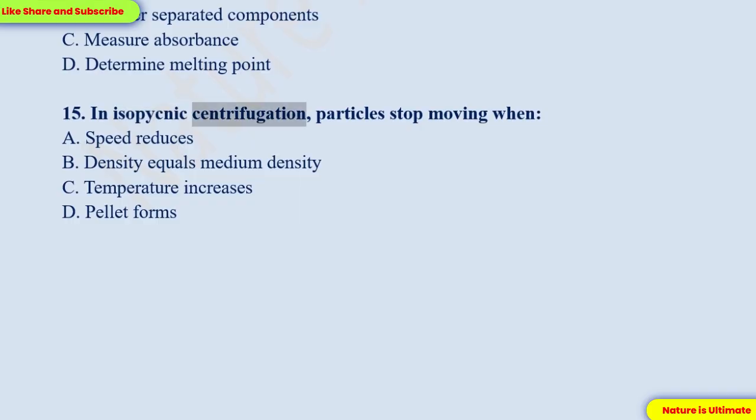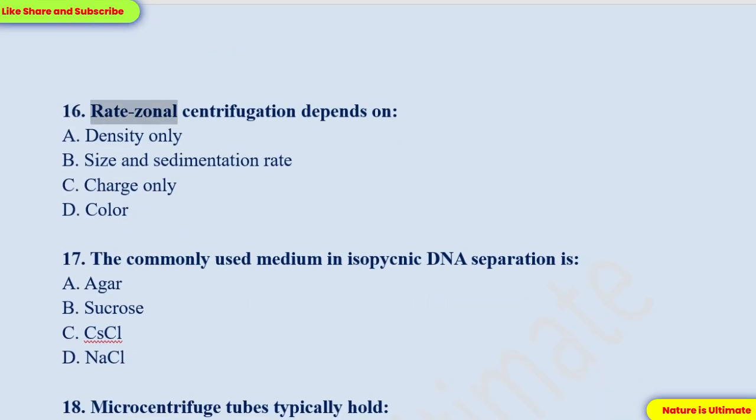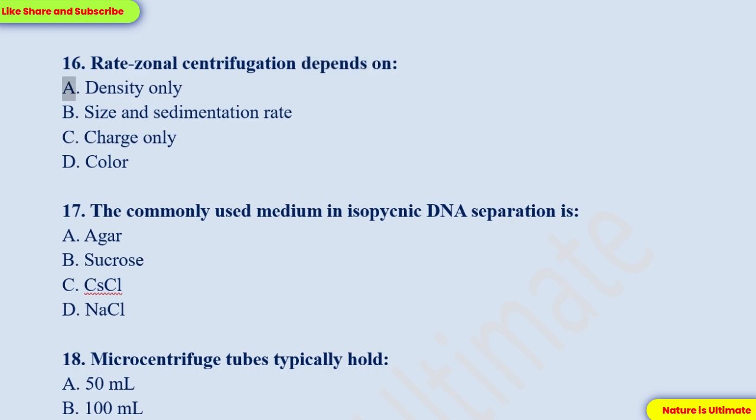15. In isopycnic centrifugation, particles stop moving when A. Speed reduces. B. Density equals medium density. C. Temperature increases. D. Pellet forms. 16. Rate-zonal centrifugation depends on A. Density only. B. Size and sedimentation rate. C. Charge only. D. Color.